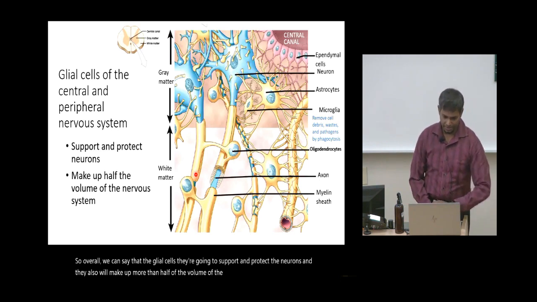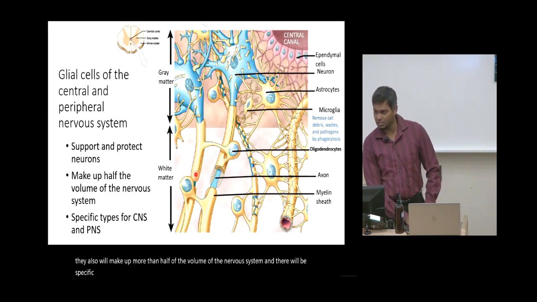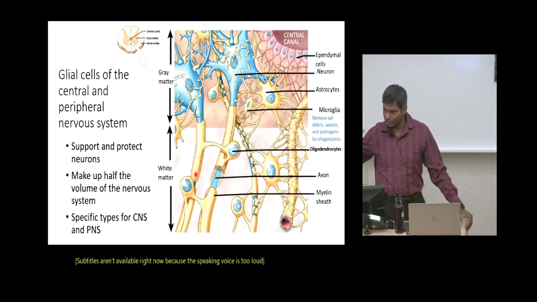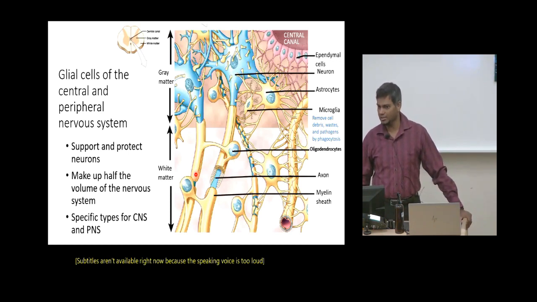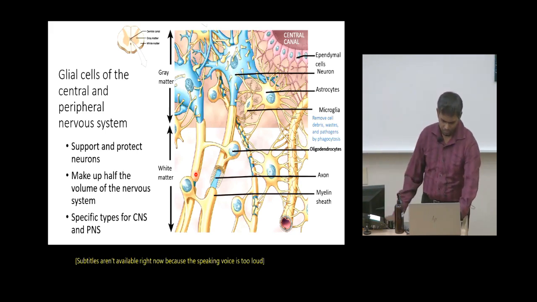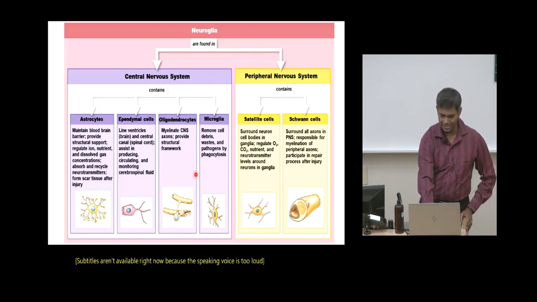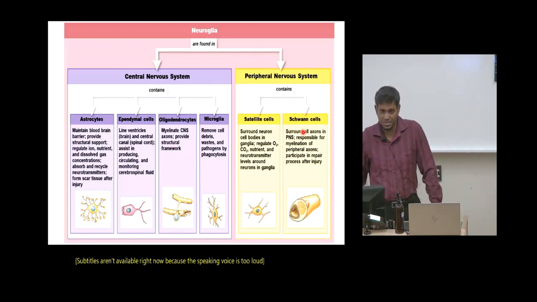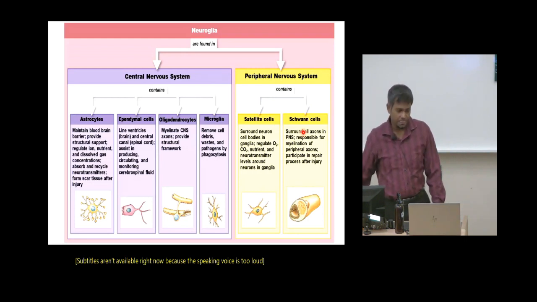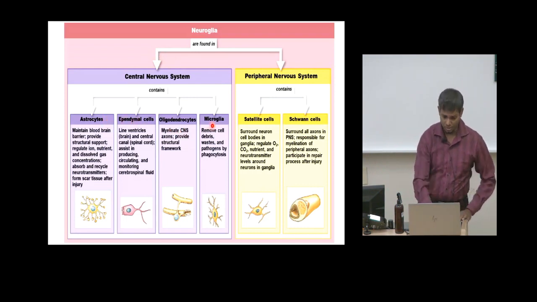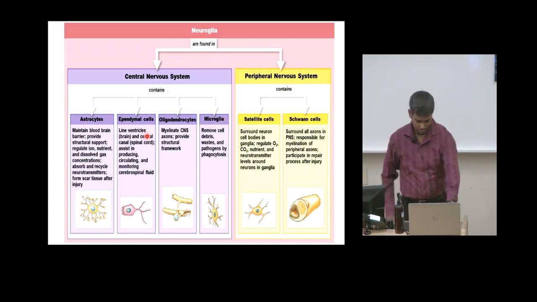And there will be specific types of glial cells for the central nervous system and the peripheral nervous system. So what we just now did is have an overview of what some of these cells are, and now we'll get into the details of each of those. This overview slide shows you that you have the satellite cells and Schwann cells in the peripheral nervous system. They are the glial cells of the peripheral nervous system. And in the central nervous system, we will have astrocytes, ependymal cells, oligodendrocytes, and microglia. I briefly told you what microglia are, and now we will talk about the remaining three in the upcoming slides.